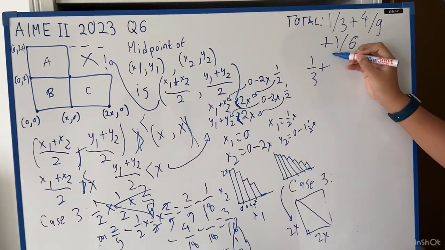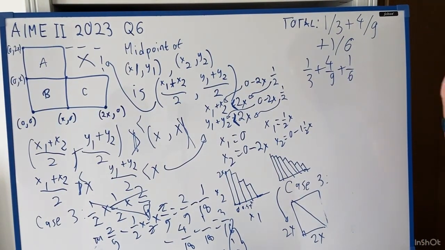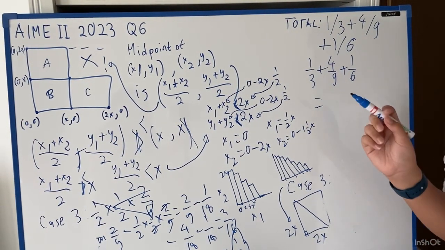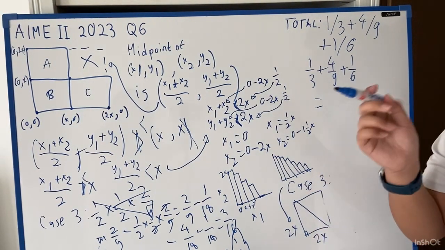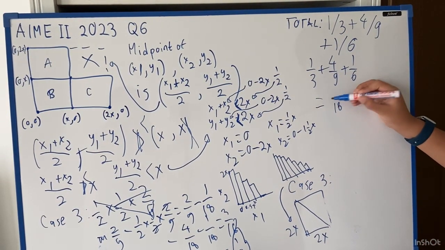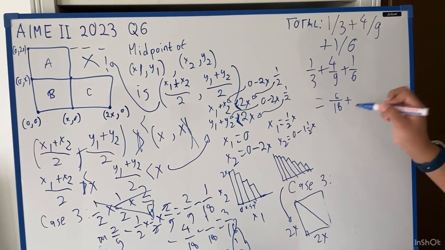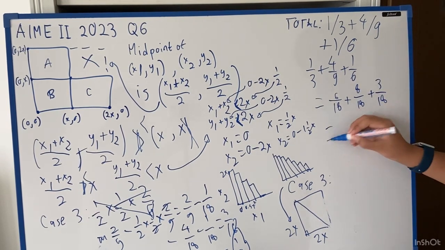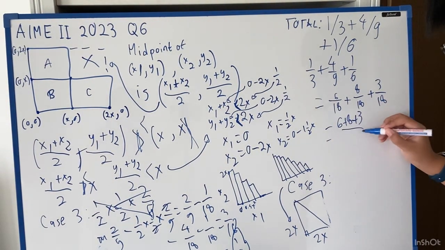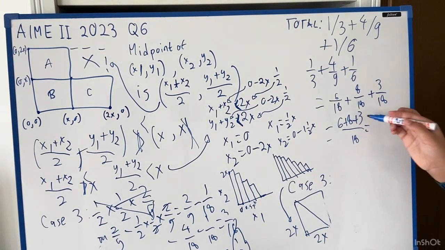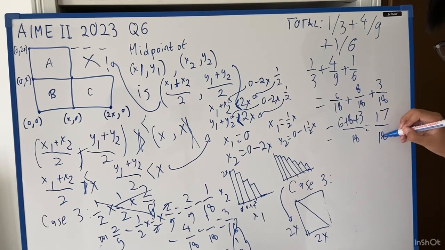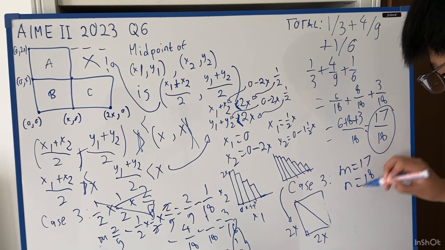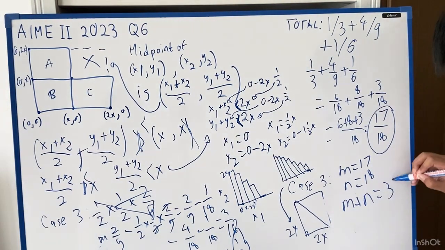So again, all you have to do is just add these fractions together. Okay, so the common denominator of 3, 9, and 6 is 18. 3 times 6 is 18, 9 times 2 is 18, 6 times 3 is 18, so we can use that. This turns to 6 over 18, this will turn to 8 over 18, and this will turn to 3 over 18. And it's pretty easy, just do 6 plus 8 plus 3 divided by 18, and we get 6 plus 8 is 14, 14 plus 3 is 17 over 18. So therefore 17 over 18 is our answer. M equals 17, N equals 18, so the answer is 35.